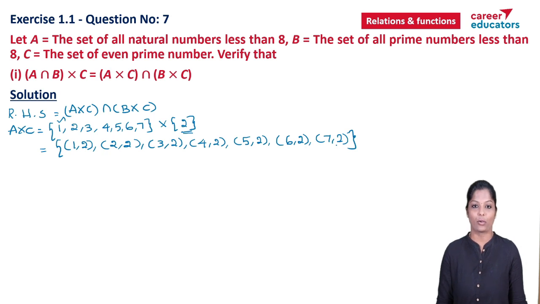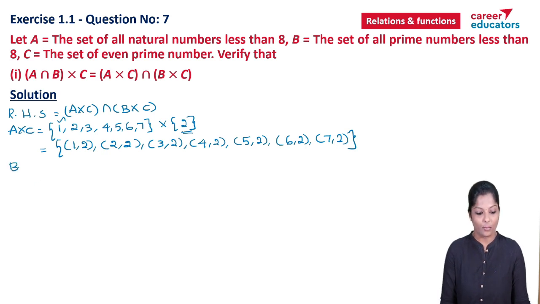Now we got A cross C. Next we have to find B cross C. Write all the elements of B, 2, 3, 5, 7, cross. Write the elements of C.